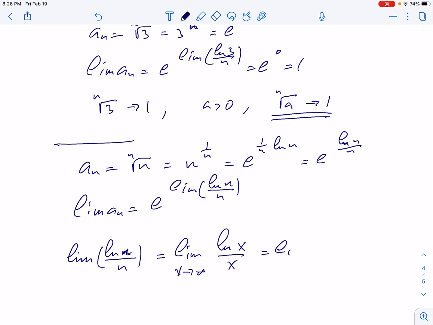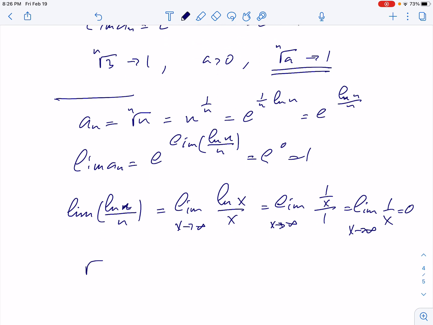Differentiating top and bottom will be the limit of 1 over x over 1 when x grows to infinity, which is practically the limit of 1 over x when x grows to infinity, and this is 0. We know this for limits of functions. So the limit of our sequence is 0. Going back to our computation, I have exponential to the power 0, which is 1. So let me write this again. The nth root of n approaches 1 when n grows to infinity.